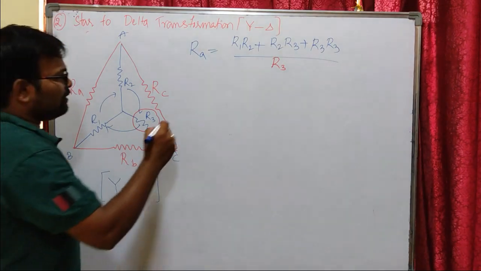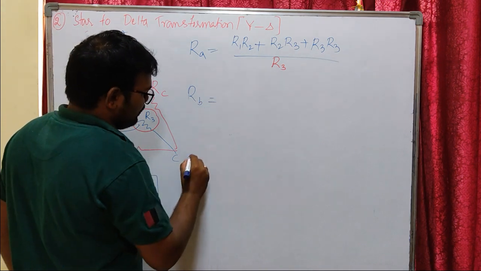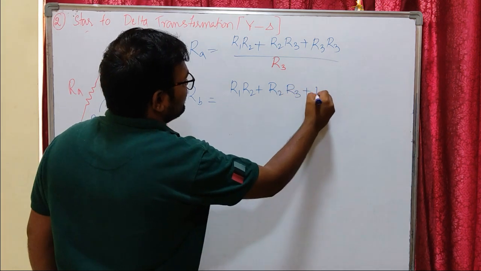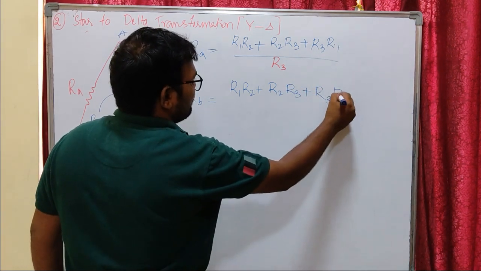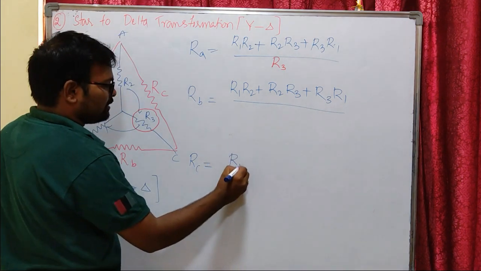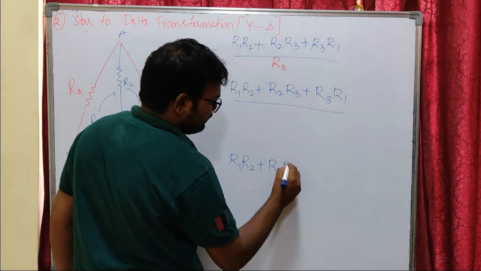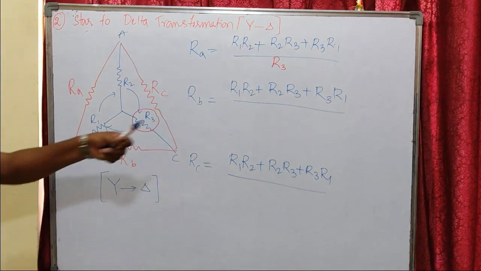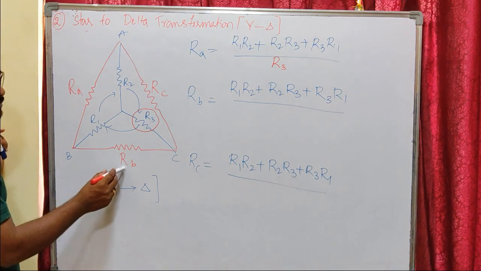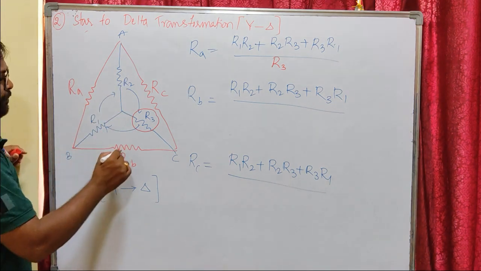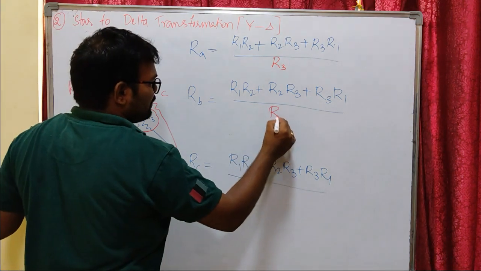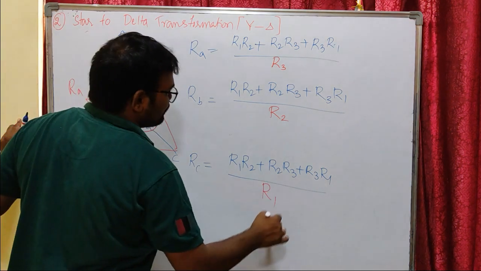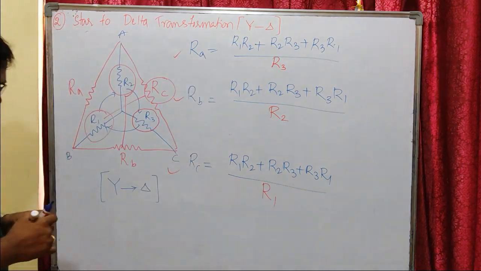Okay, so the numerator for RA, RB, RC will be the same. So the numerator is R1 R2 plus R2 R3 plus R3 R1. The numerator will be the same for RC also, R1 R2 plus R2 R3 plus R3 R1 by, but the denominator will be different. For RB here, this is RB in delta, the opposite resistor for RB is R2. So the denominator will be R2, and similarly for RC the opposite resistor is R1, so we are going to get R1. So these three are the expressions for delta in terms of star.